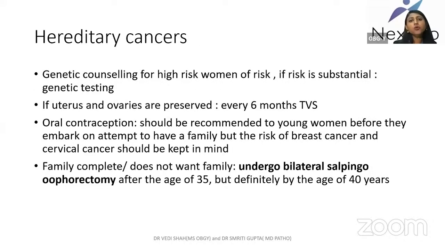Next, how are you going to counsel such a patient, because she is already at risk of developing ovarian cancer? Genetic counseling needs to be done in such patients. And if the patient wants to preserve her uterus and ovaries, you need to go for surveillance every 6 months with transvaginal ultrasound. Oral contraceptives can be given to such a patient, and the logic behind giving them is that you inhibit ovulation, and as a result the risk of developing ovarian cancer is also reduced.